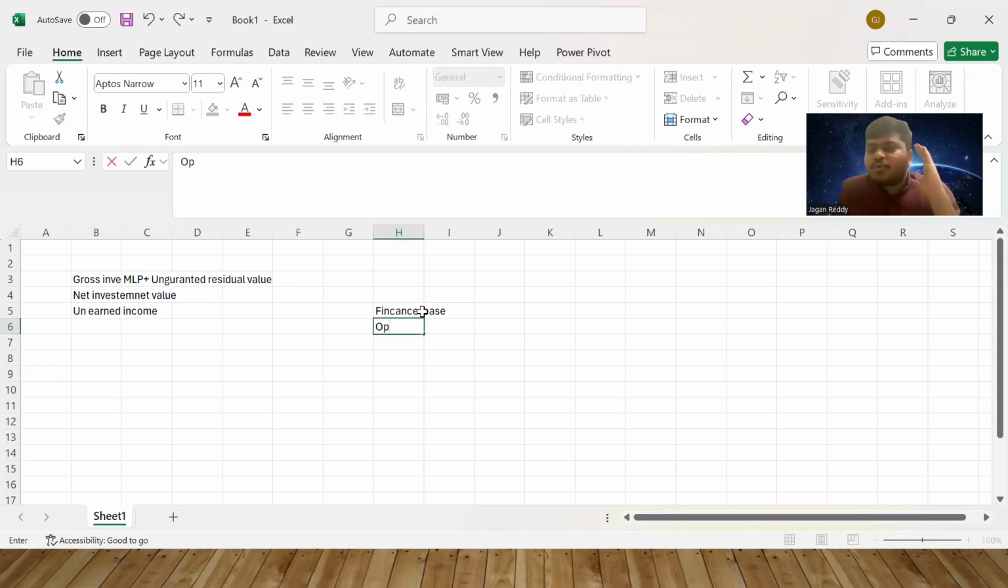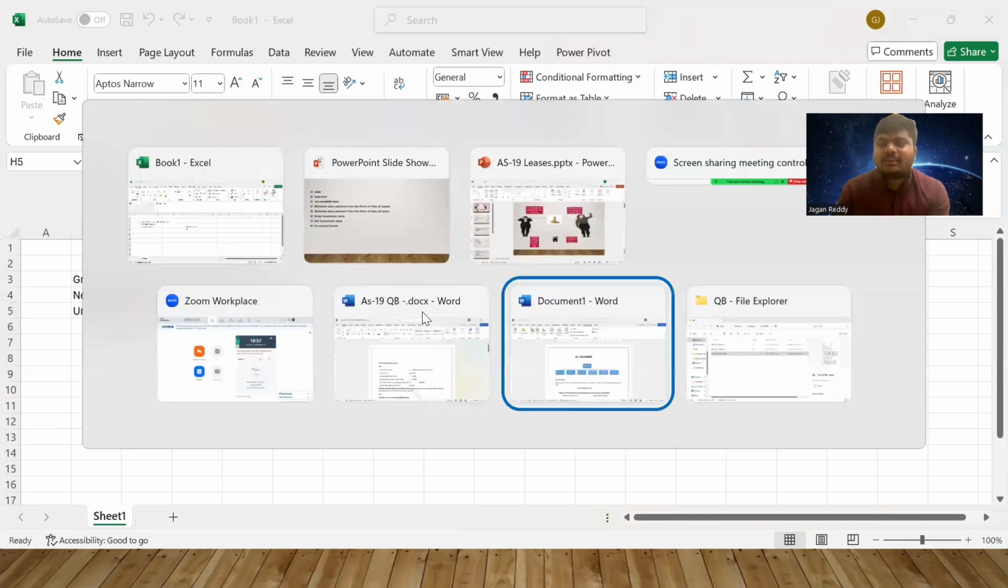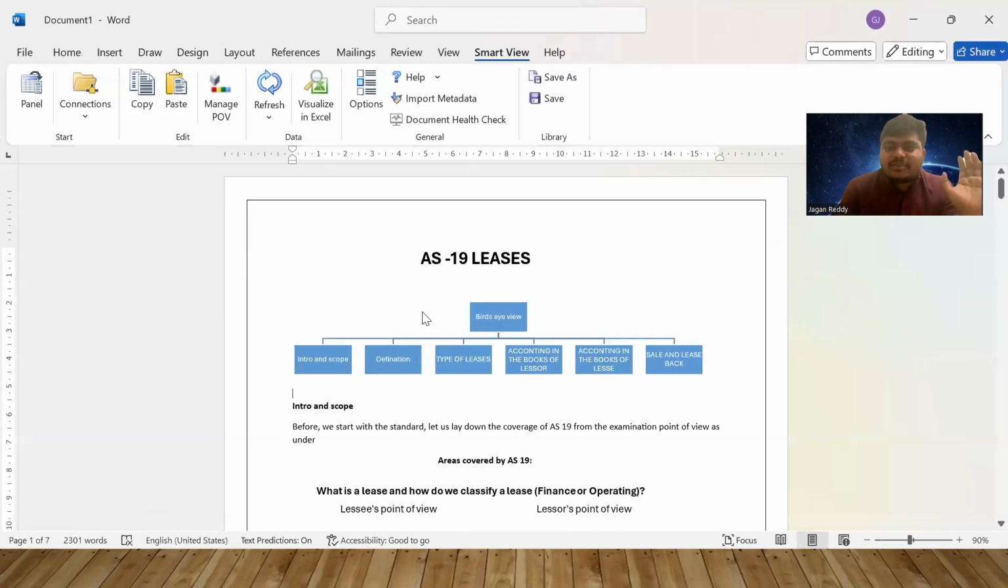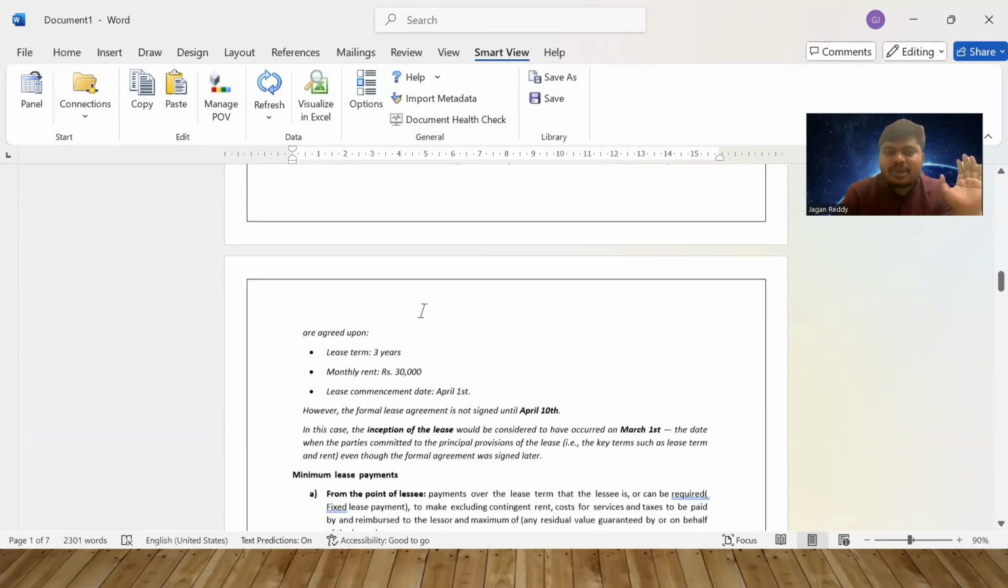So from the exam point of view, how to recognize whether it is a finance lease or an operating lease. If it is less than 12 months, it should be considered as an operating lease. If it is more than 12 months, sorry, no, it's not correct, Nana. Finance lease and operating lease, risk and rewards. How you can classify whether it is an operating lease or finance lease is nothing but the lease standard has given 8 points to consider whether it is a finance lease or operating lease, Nana.